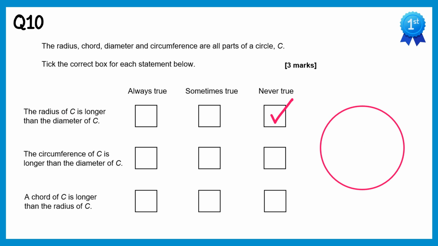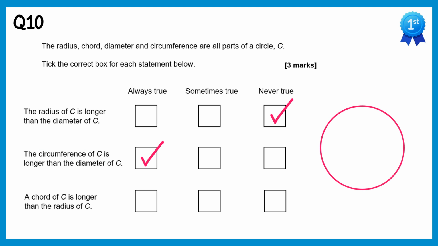For the next part we need to compare the circumference and the diameter. Well, we've got the diameter from before, that's this green line here. The circumference is like the perimeter of the circle, it's the distance around the outside, so this red line here. This question said the circumference is longer than the diameter, and that's always going to be true.